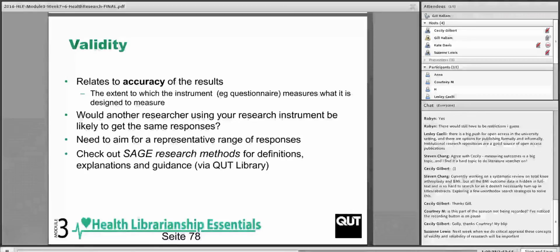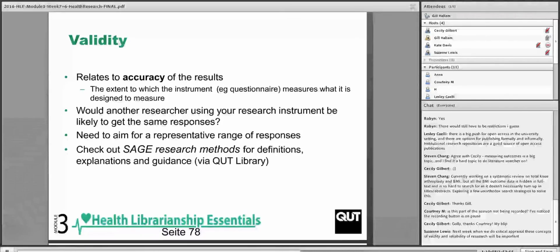While you've got access to QUT, an important resource that you have access to is the SAGE research methods. You can get to that through QUT library, and it's an amazing resource full of definitions, explanations, guidance. So if you feel a little bit vulnerable and unsure about some of the terminology around some of the processes involved in research, make sure that you use this opportunity to drill down a little bit deeper in those areas.